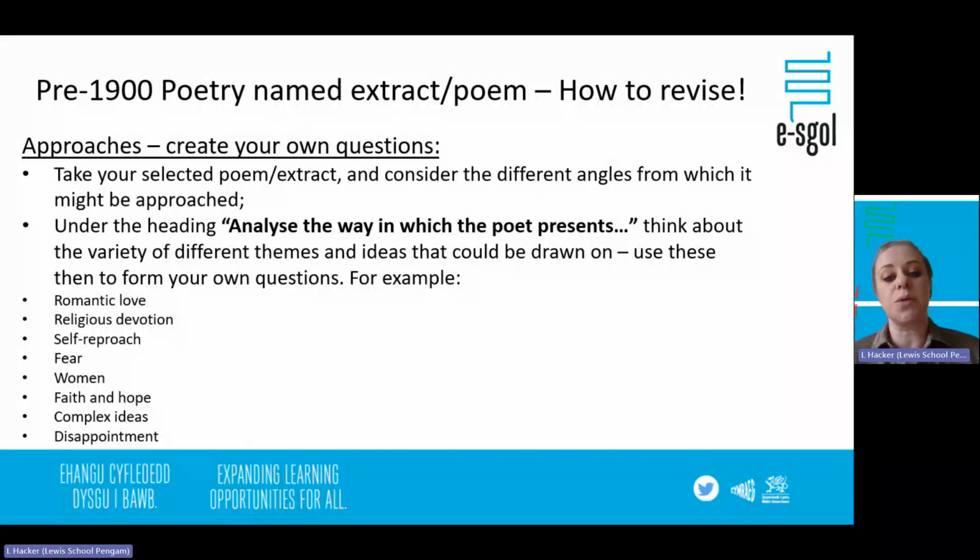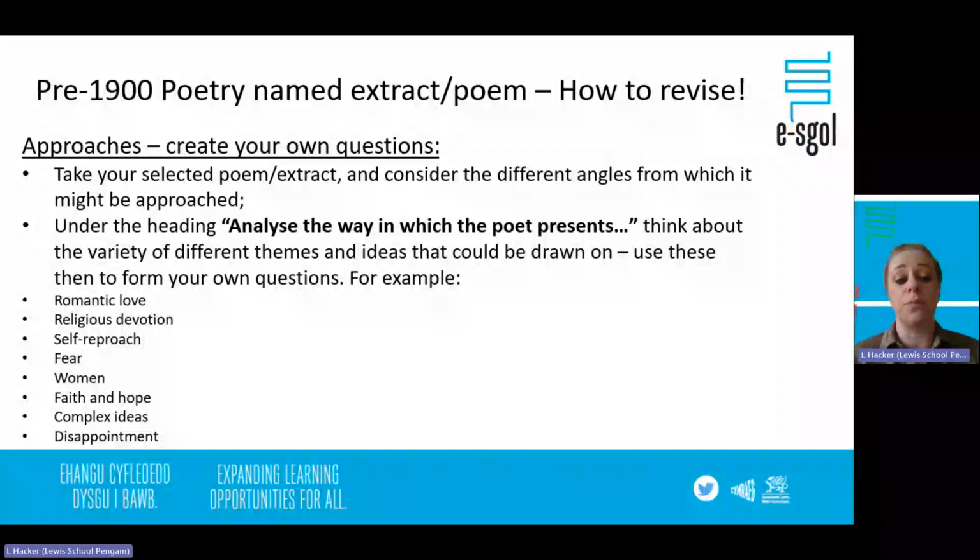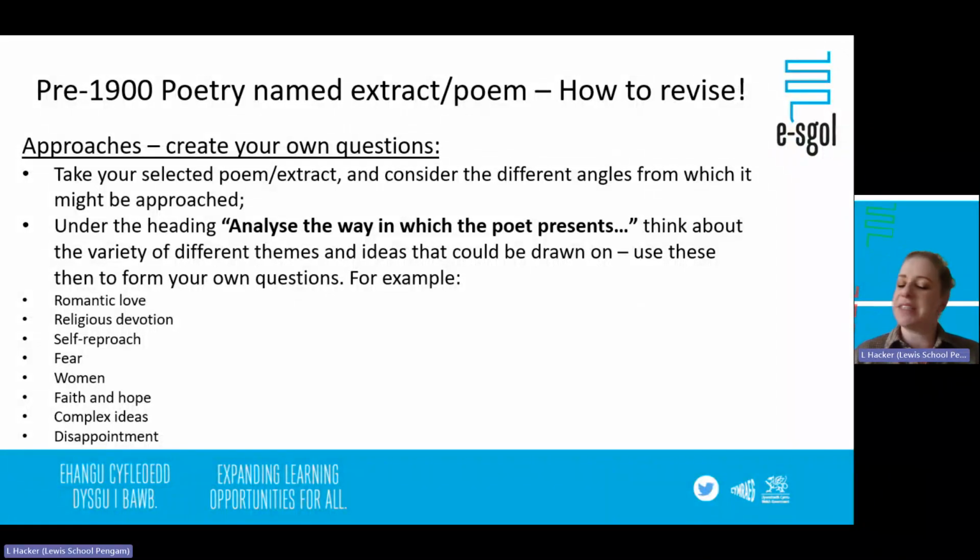Under the heading, analyse the ways in which the poet presents. Think about the variety of different themes and ideas that could be drawn on. Use these then to form your own questions. Now, these are going to be different for different poets and writers. So, for example, romantic love, religious devotion, self-reproach, fear, women or presentation of women, faith and hope, complex ideas, disappointment.